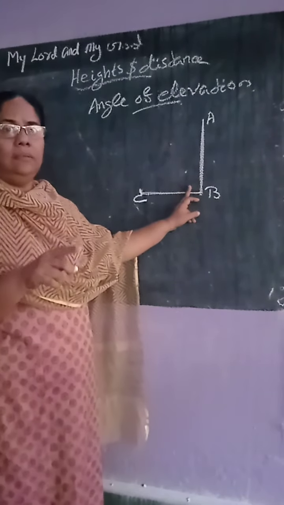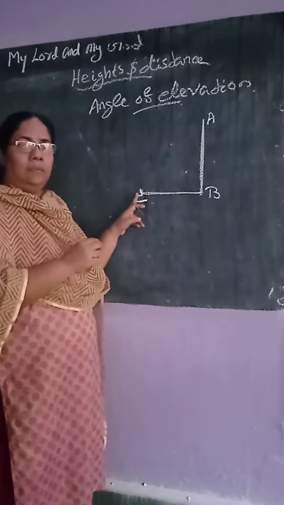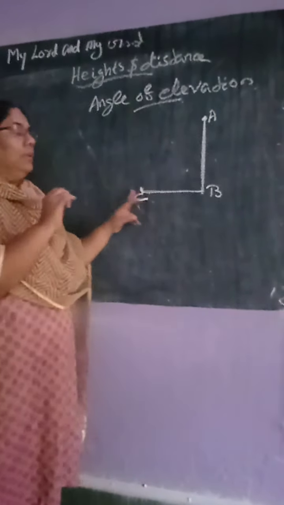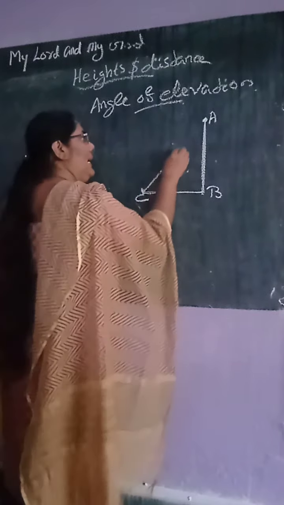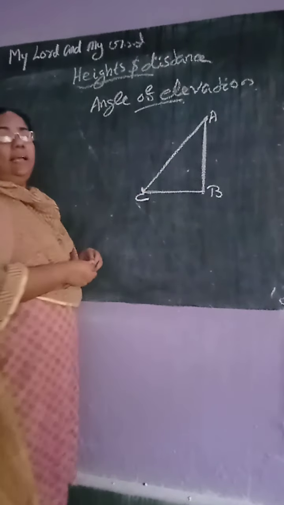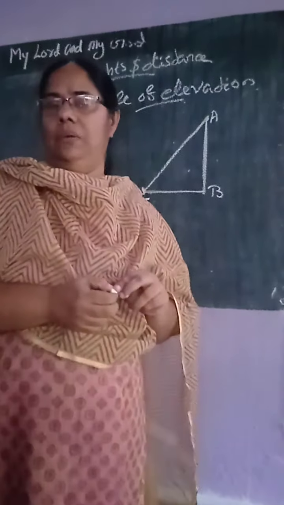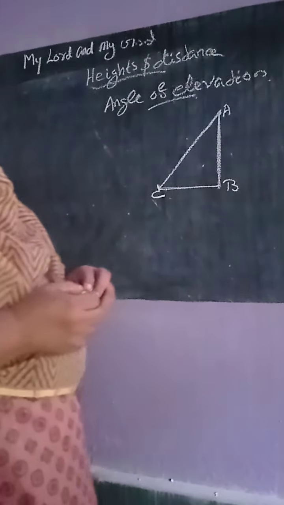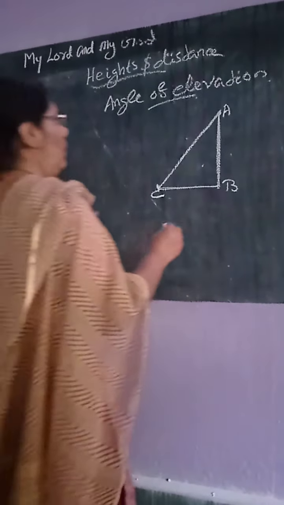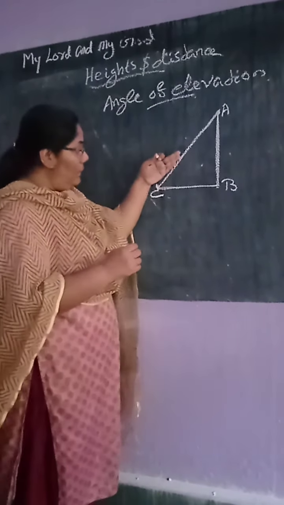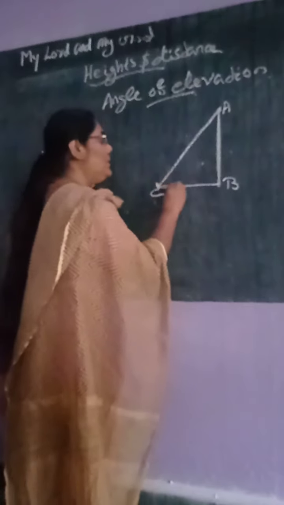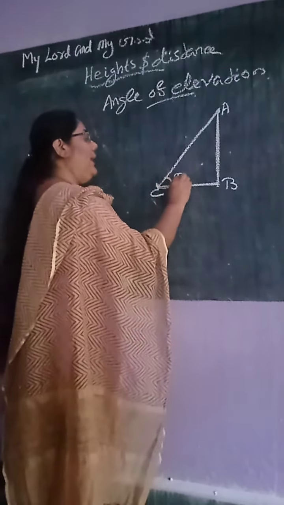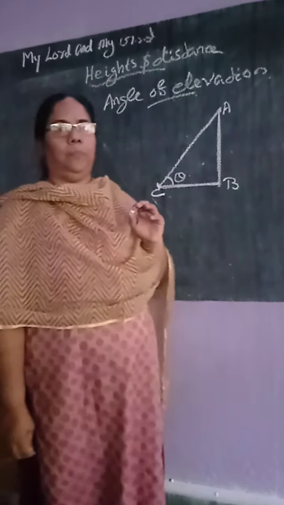And here this man looks at the point A. Then this CA is known as line of sight. What is that CA known as? Line of sight. Now, this line of sight and the horizontal make the angle of elevation. Understand?